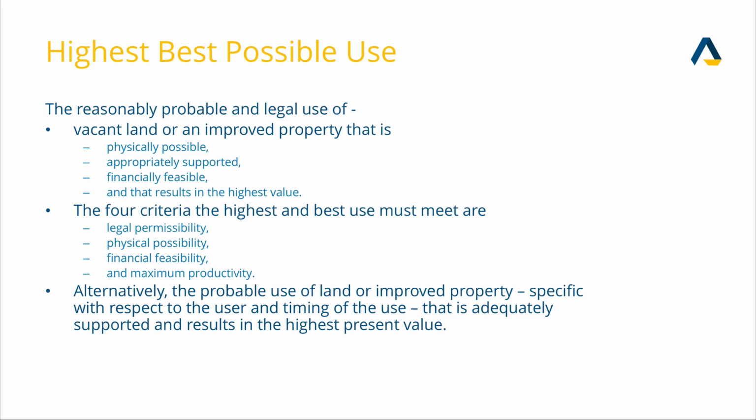Now, I didn't put this definition together, although this section here sums it up in the best possible way you can describe this. So, four criteria have to be met. It has to be legally possible, there should be physical possibility, it should be financially viable, and it should attract or cause the maximum productivity possible. Now, I got this definition from the Appraisal Institute on Wikipedia.